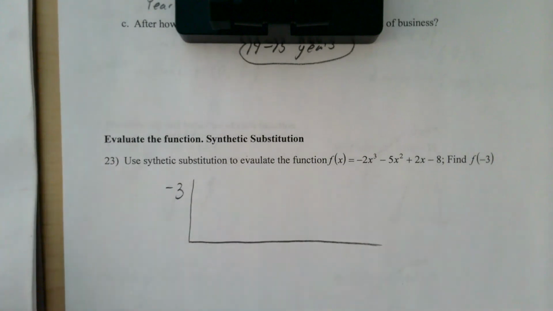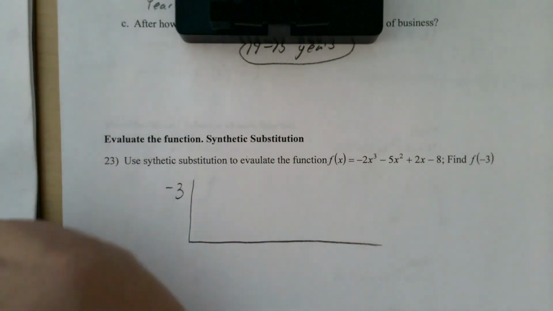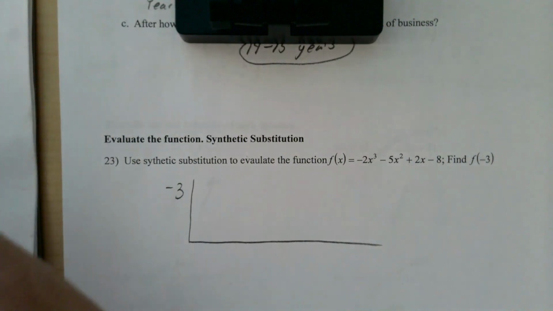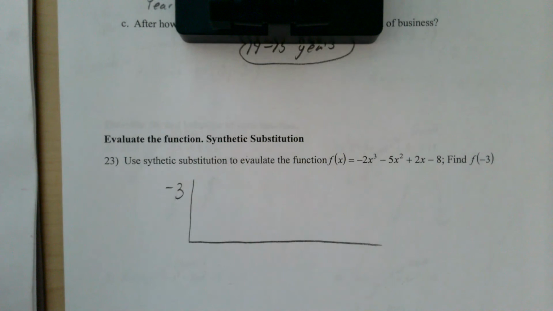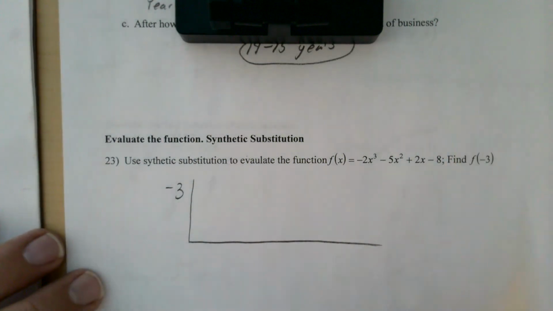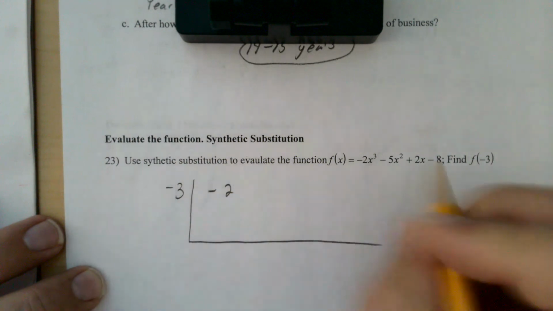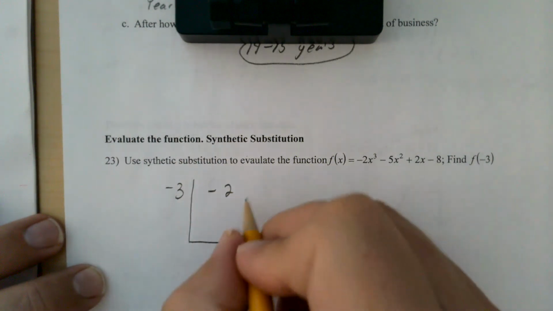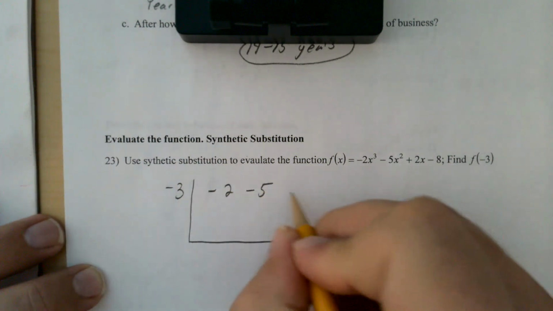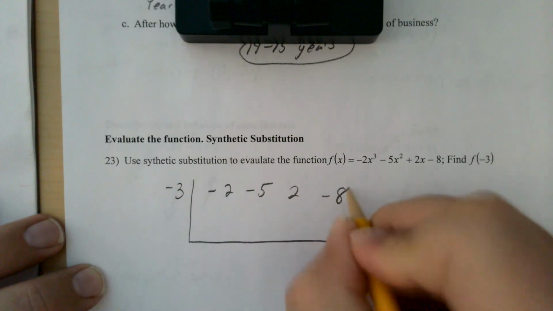That's the hardest part. People confuse this with long division, where if we're dividing by x plus something, then we put a negative number. If it's x minus, it becomes a positive number. Here, whatever the number I tell you, it goes on the outside. And let's line up the coefficients. I should have 4 of them. Negative 2, negative 5, 2, negative 8.